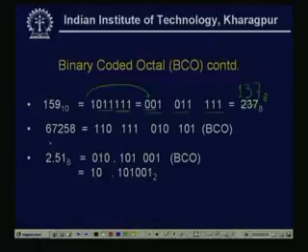Now, if I take another example, 67258 in the decimal number system, then first it is converted to binary numbers. So, this is 1 1 0 1 1 1 0 1 0 1 0 1. Okay, one thing is better, I take this as the octal.